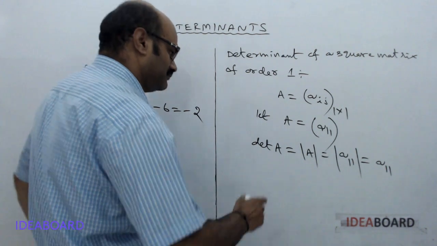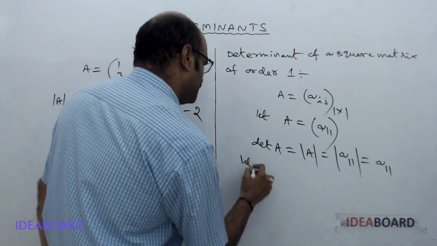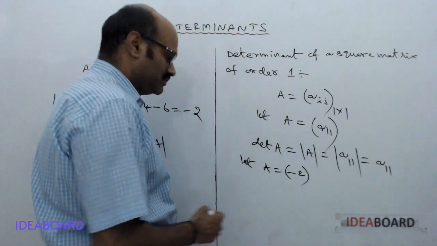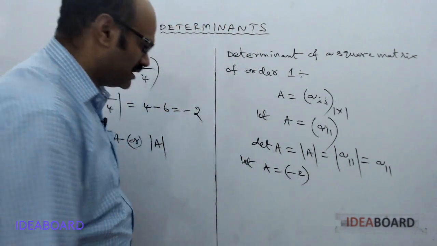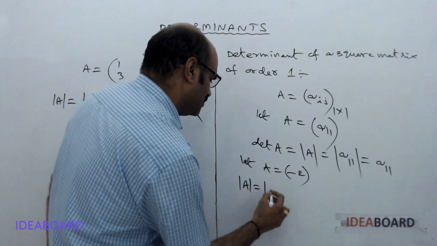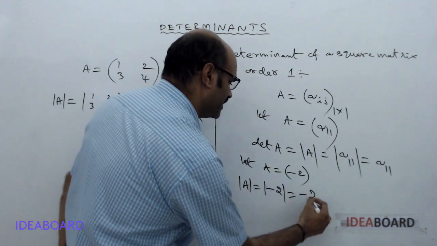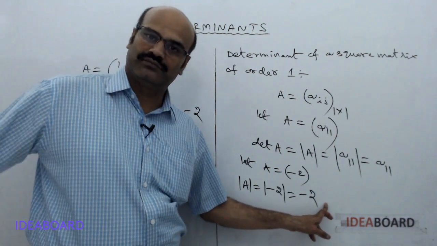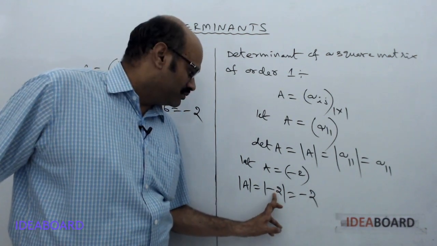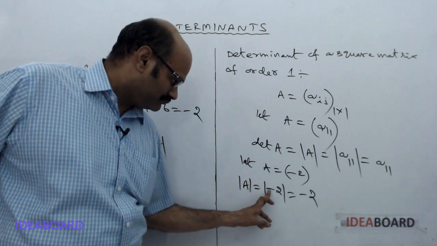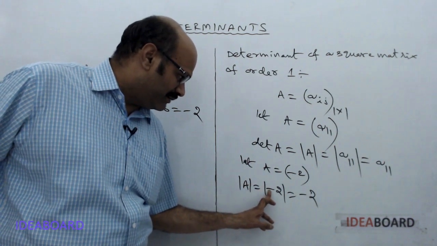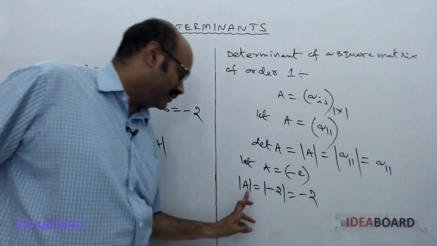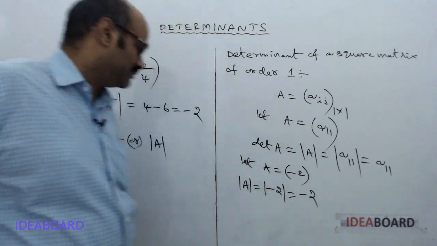Suppose let A equal to minus 2. It's a 1 by 1 matrix. Now determinant of A equal to determinant of minus 2 equal to minus 2 only. We should not take this one equal to plus 2. Here determinant of A is not equal to mod A. So that you have to keep in your mind.